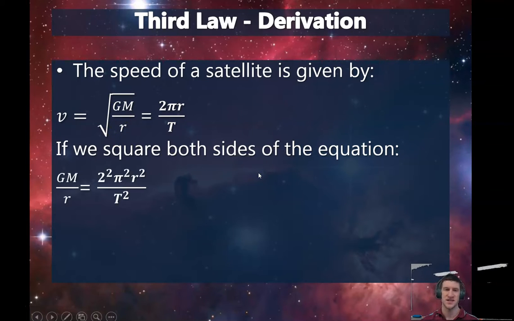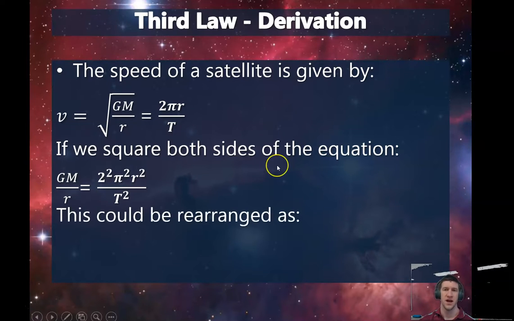I end up with this. I get the big G, big M, r, and then I get a whole bunch of squared values. I can just rearrange all of this stuff, tidy it up a little bit, and I end up with T squared equals 4π²r³ over GM. So this is Kepler's third law.